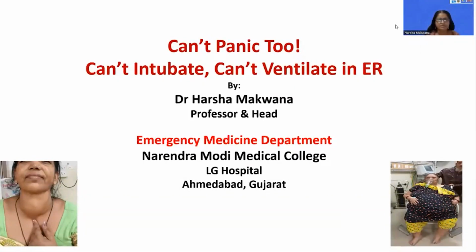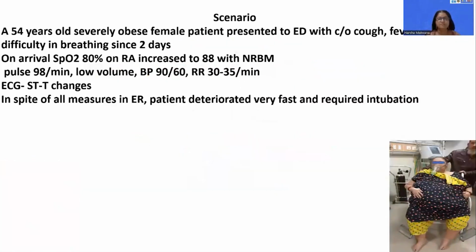Ventilate scenario in emergency room. Let us see the scenario. A 50-year-old severely obese female patient presented to ED with complaint of cough, fever, and difficulty in breathing since 2 days. On arrival, her SpO2 was low, which was increased to 88 with NRBM.